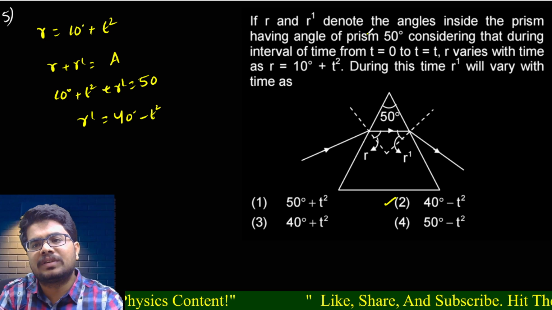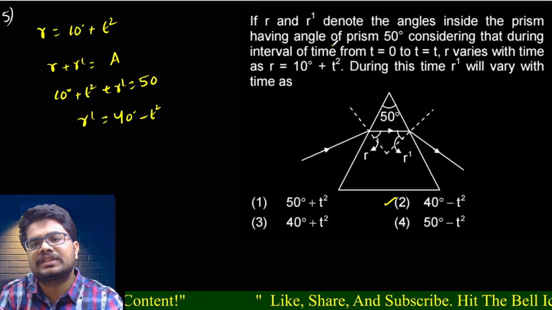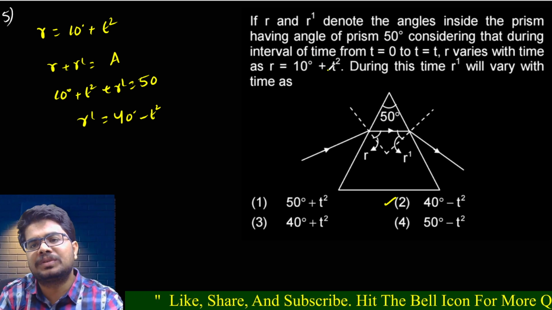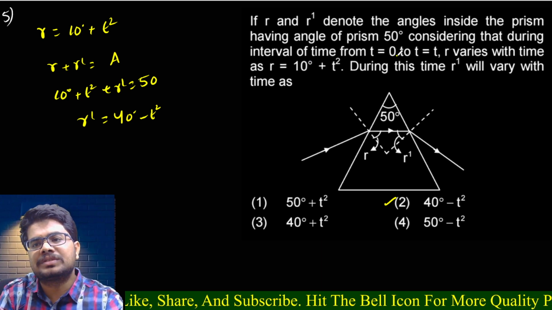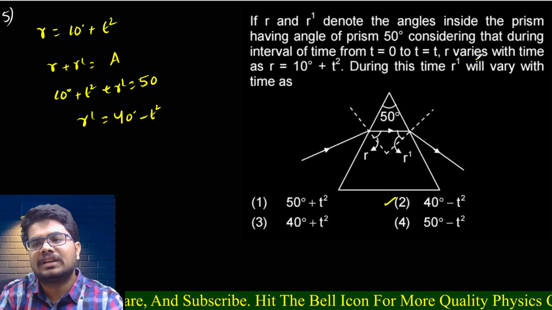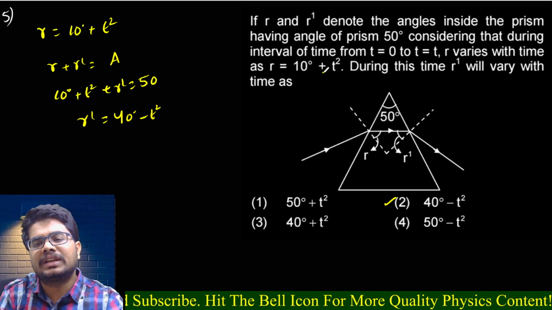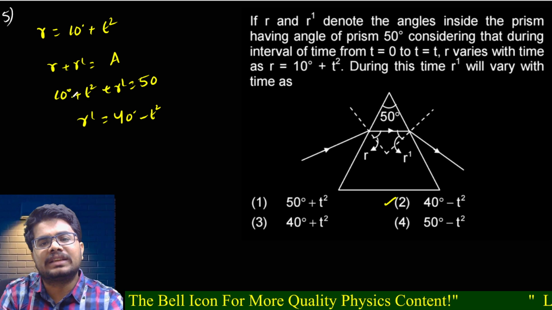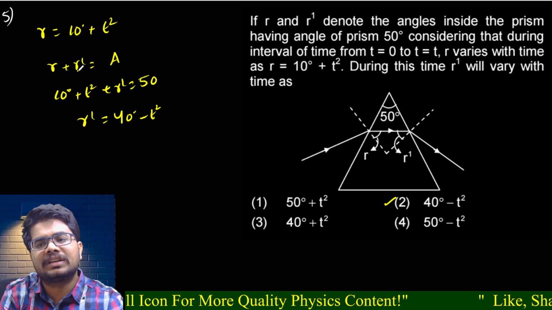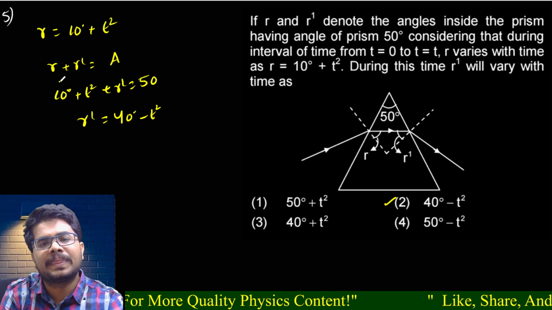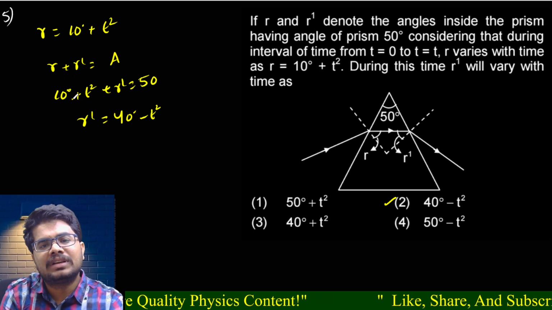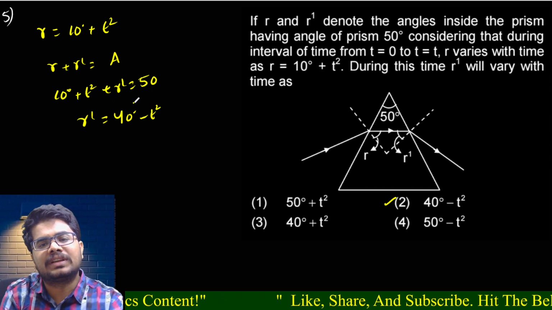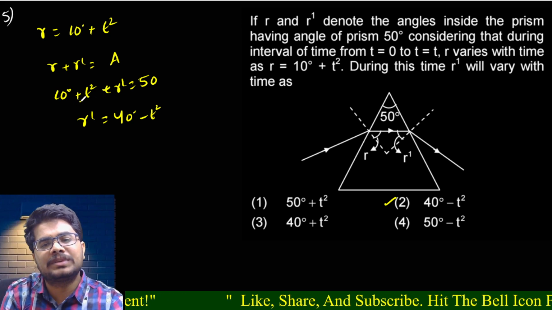If r and r dash denote the angles inside the prism having an angle of 50 degrees. The prism angle is 50 degrees, they have given here. Considering that during the interval of time t equals 0 to t, in t seconds, r varies with time as r equals 10 degrees plus t square. During this, r dash will be, we studied already in theory, A equals r plus r dash, that is r1 plus r2. So r equals 10 degrees plus t square. We substitute that r value: 10 degrees plus t square plus r dash equals 50. I need r dash, so I send the remaining to that side.